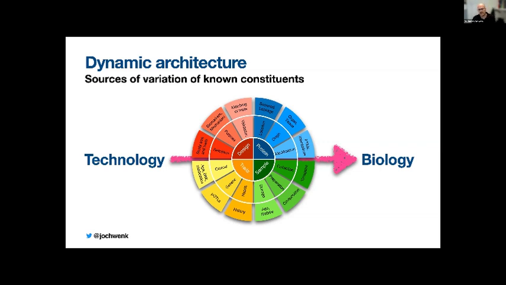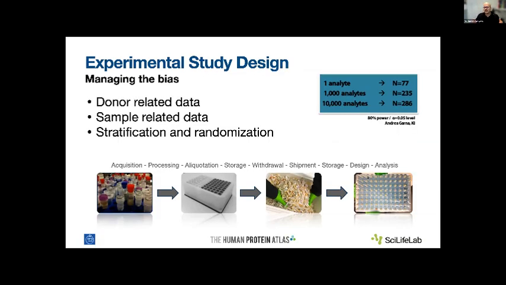So study design is something that people often don't have a very high interest in, but it's really that you have donor-specific information, like, let's say, healthy and disease, but also sample-related information and how you actually design your study in terms of randomization. Because if you look from the left to the right, at the bottom, these images depict that there are many processes involved when you get the sample from the individual into your analysis plate in the clinic or in your laboratory.